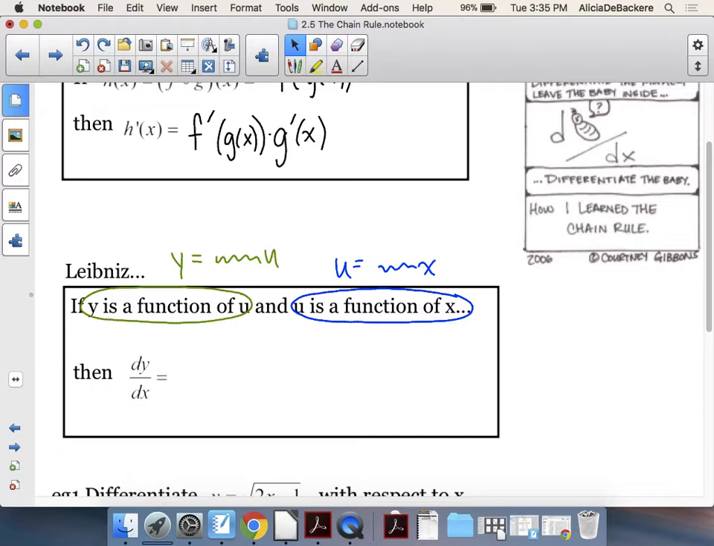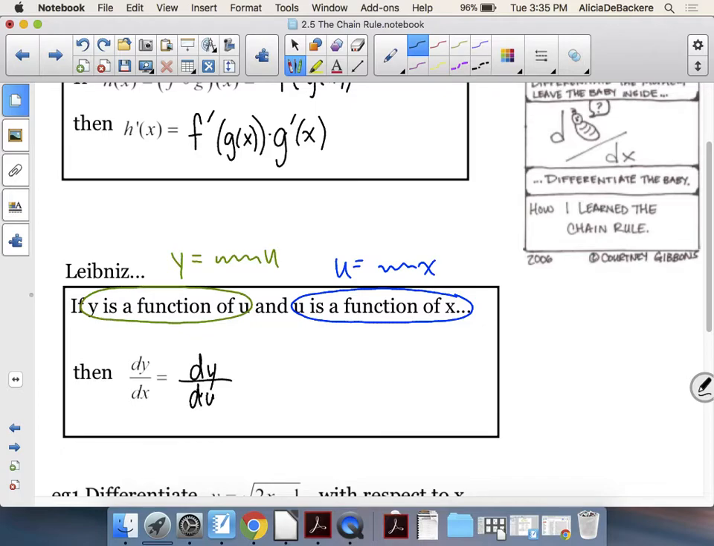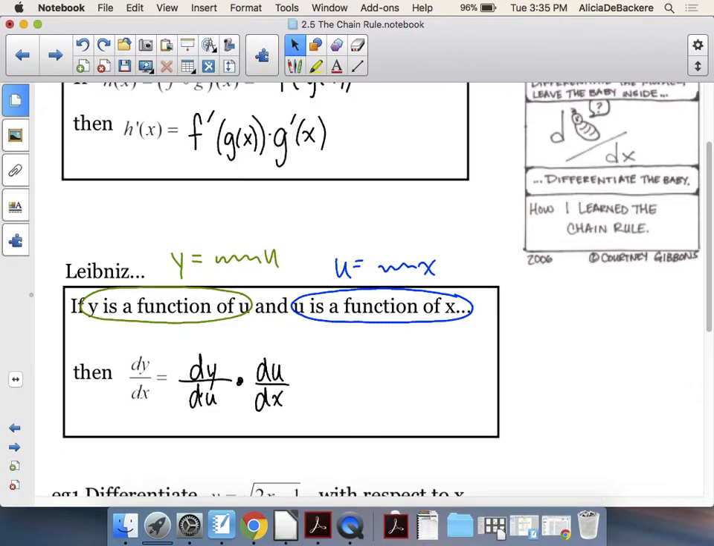So if I want to take the derivative of y in terms of x, that's a little bit tricky because my y function only has u's in it. So in order to do that, I take the derivative of y in terms of u, because that I can do. u is actually the variable for the y equation. And I multiply it by the derivative of the baby. The baby is the u, right? It's the variable of the mother. And so I take the derivative of the baby in terms of x, because that's what I was hoping for.